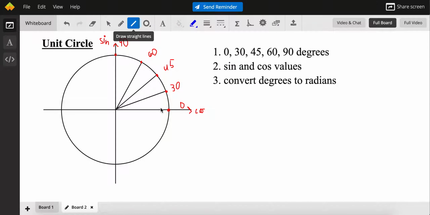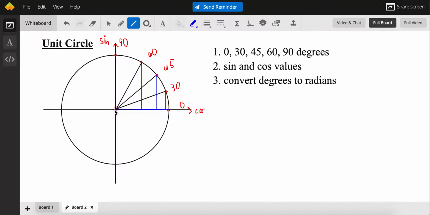You just drop a straight line down, go like that, boom. That blue line is the height or sine of this 30 angle. Sine of 30 is the height of that blue line. Boom. Sine of 45 is the height of that blue line. Boom. Sine of 90 is the height of that blue line. Obviously, the sine of 0 is 0 because it's flat, right?